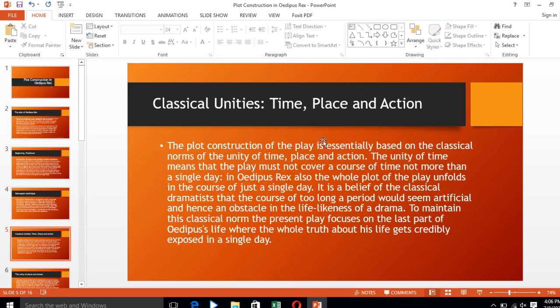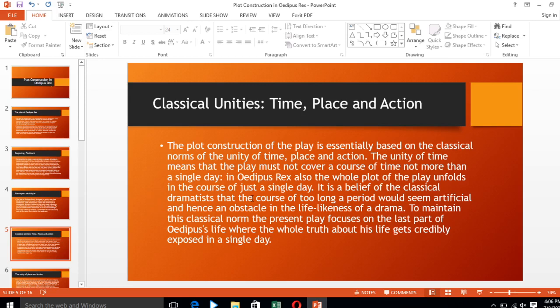Classical unities, the unity of time, place, and action, have been followed by the writer. The plot construction of the play is essentially based on the classic norms of the unity of time, place, and action. The unity of time means that the play must not cover a course of time of more than a single day. In Oedipus Rex also, the whole plot of the play, the action, unfolds in the course of just a single day.